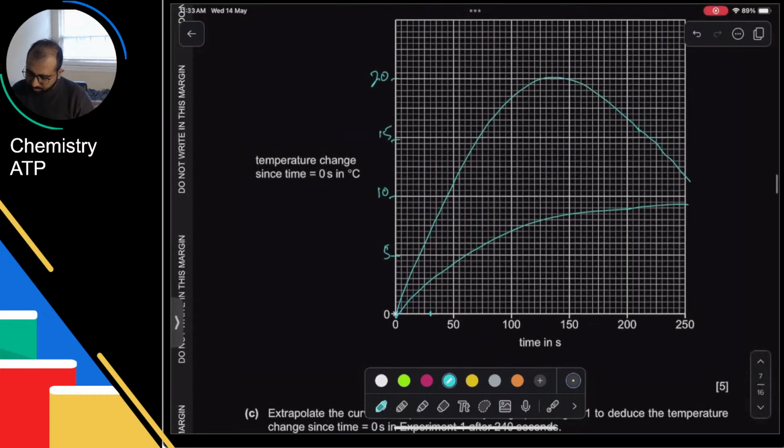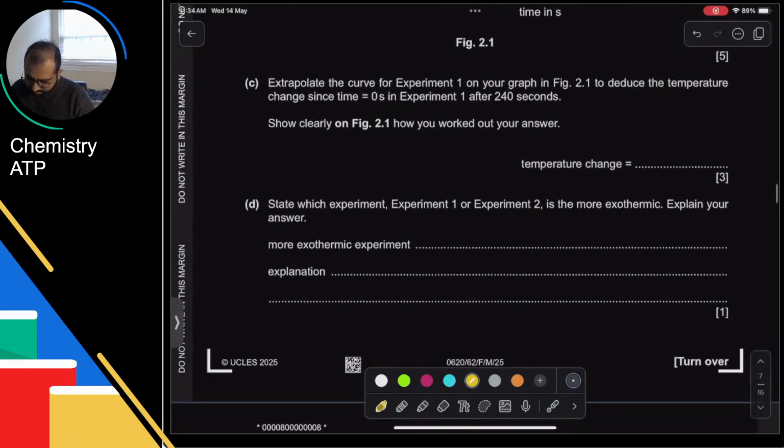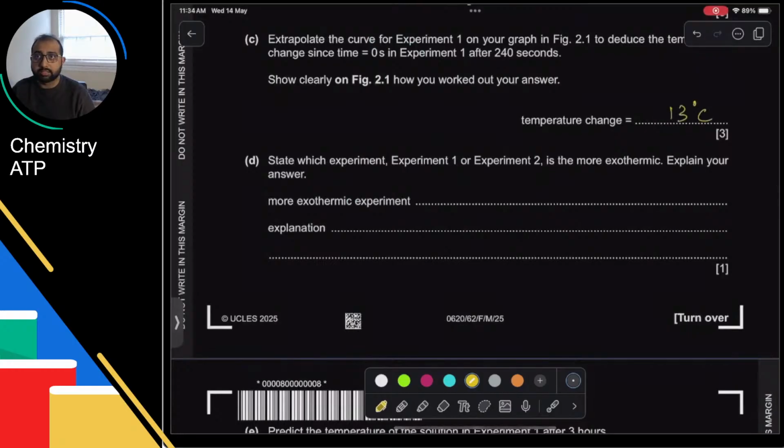Okay, so experiment 1 is this one. At 240 I will have this. Okay, so I have to draw the line on that to figure out what the temperature change is. So that's gonna be this one. Okay, so again, this is my value, which is gonna be, I guess, what is it, 13. Okay, so 13 degrees Celsius, that is my change. That's the one I'm gonna go with.